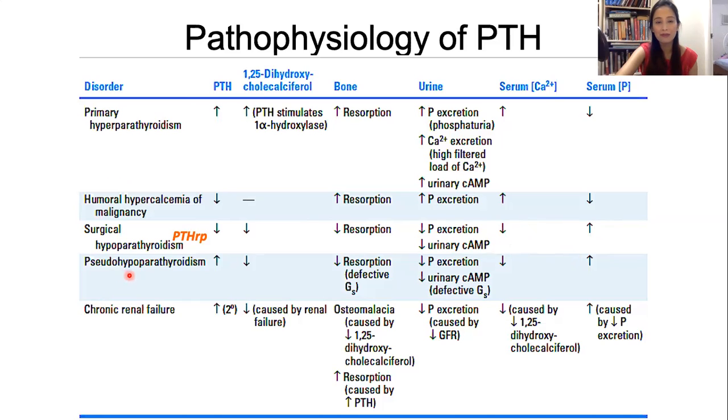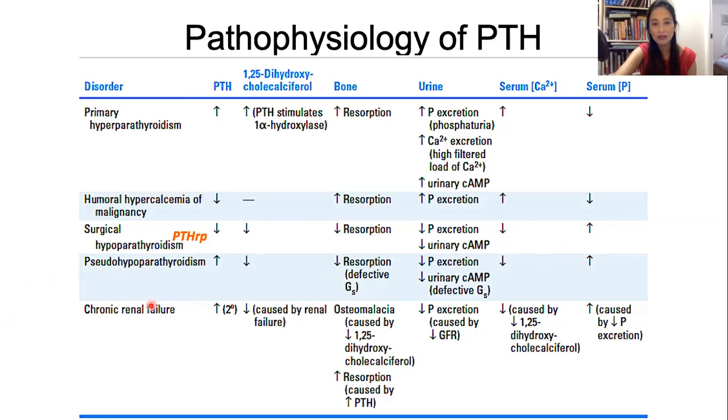In pseudohypoparathyroidism, there's actually a defective G protein. No? So we don't need to think about that anymore. This is very, very rare.